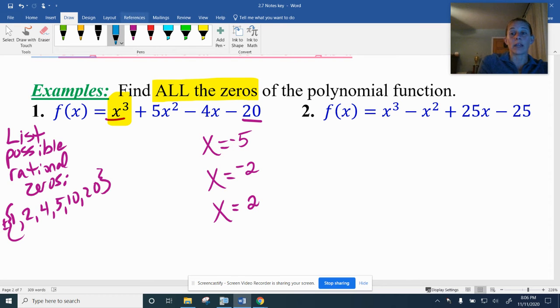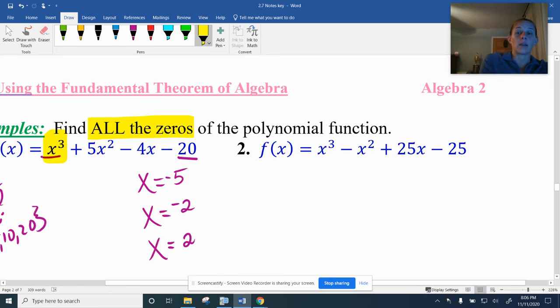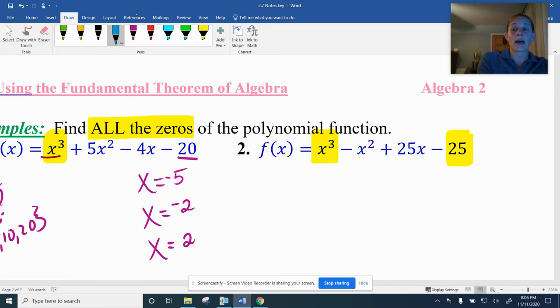Okay, so let's take a look at number 2. So now number 2, again, I'm looking for 3 solutions here. And I'm going to start out with my factors of 25 because that list of possible rational zeros would be positive or negative 1, 5, and 25.